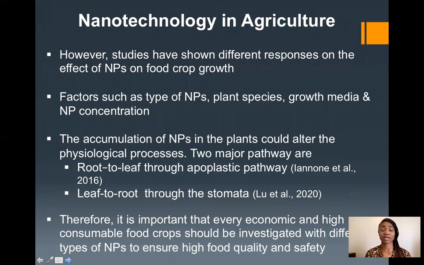The accumulation of nanoparticles in the plant could alter physiological processes, and there are two major pathways through which nanoparticles can be absorbed and transported in the plant parts. One is from the root to the leaf through the apoplastic pathway, and the second is from the leaf to the root through the stomata. Therefore, it is important that every economic and highly consumed food crop be investigated with different kinds of nanoparticles to ensure high food quality and safety.